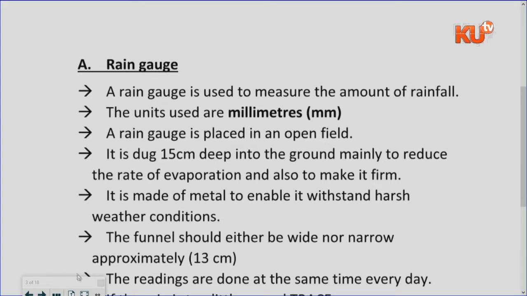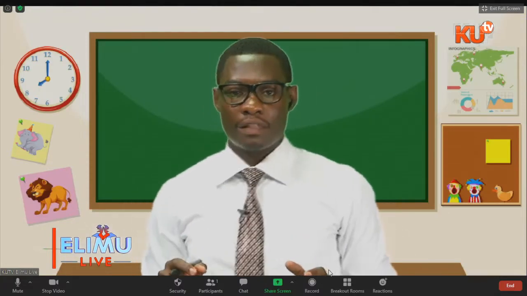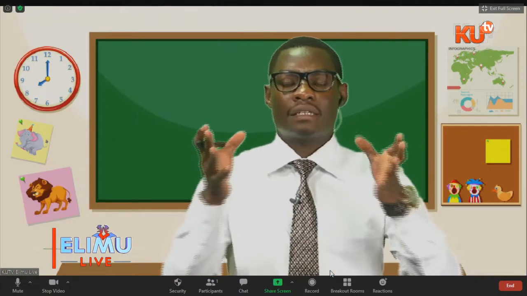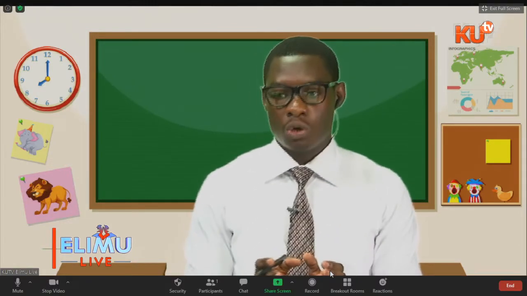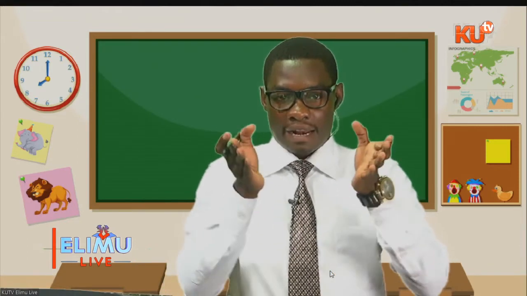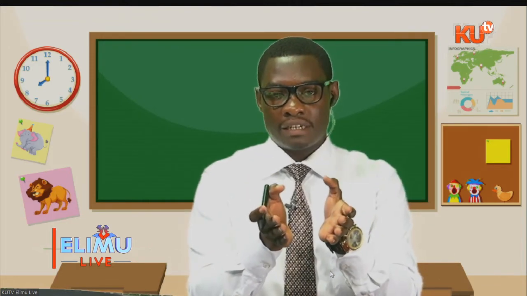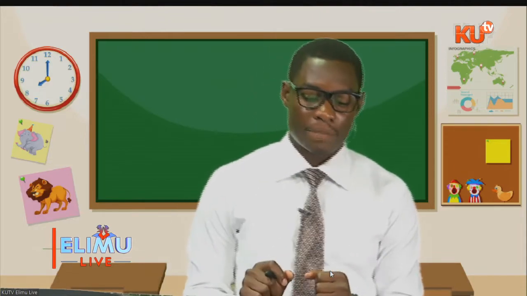So those are points about a rain gauge. It is used to measure the amount of rainfall. We've talked about that. It is made of metal, as I was just explaining, and the purpose of that is to withstand the harsh weather conditions. Then it also has a funnel. The funnel is used to direct the rainwater into the cylinder that is collecting the water, the collecting cylinder or the measuring cylinder.